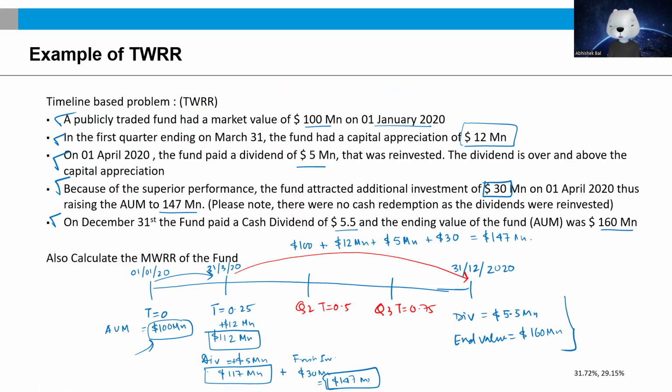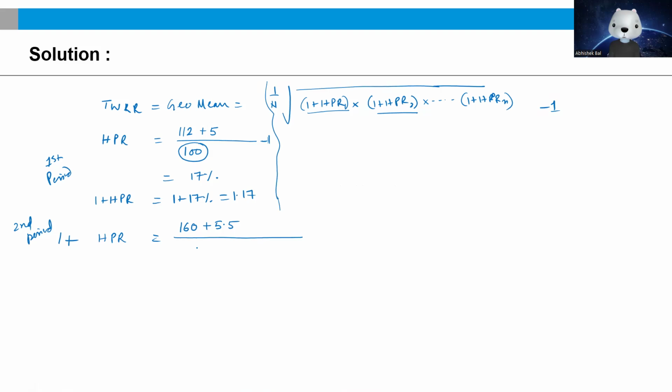Where this 147 million came from, from this equation you would know: $12 million of capital appreciation, $5 million of dividend, and $30 million of external investment. So we need to take all of that into account because all of them work towards creating this ending value of 160 plus 5.5. So your denominator becomes 147. And if you solve this, you're going to get a value of 1.125.